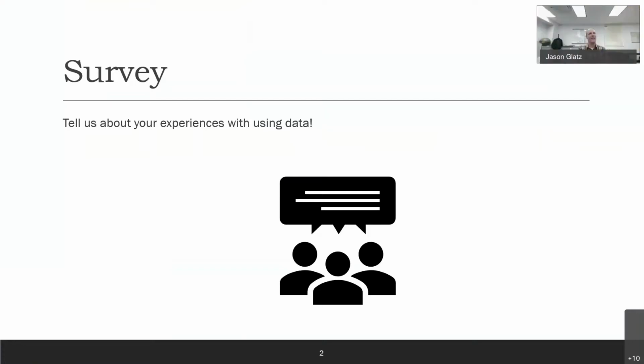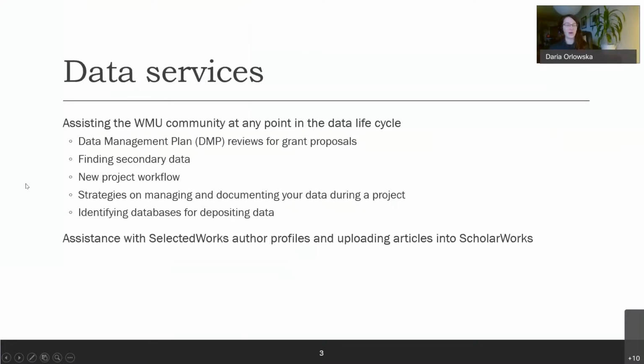So just before we get right into the meat of the presentation, we just wanted to tell you a little bit about what we offer in our roles at Waldo. So I offer any data services, pretty much any questions you have regarding data at any point in your project or research, whether that's writing grant proposal or finding data or starting a workflow or documenting or managing your data during your project, I am here to help you. So please reach out if you have questions after this presentation or would like to continue the conversation.